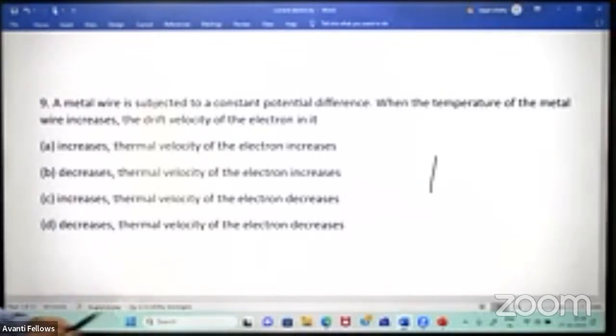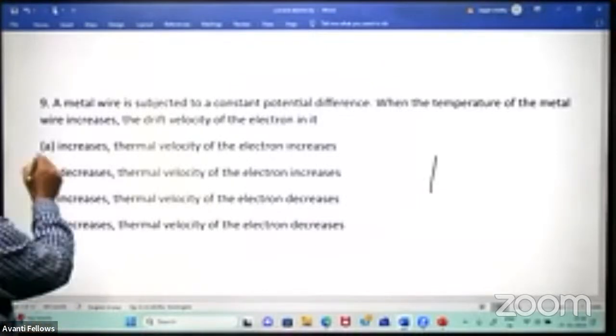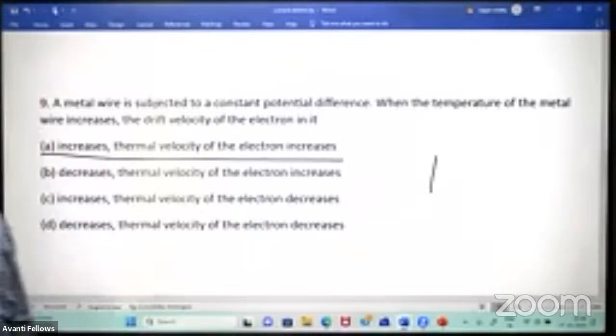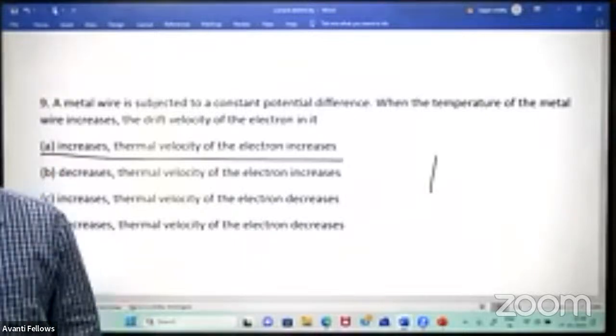See, the answer of this one is A: drift velocity increases, thermal velocity of electrons increases. Okay, so that is it. Problems?